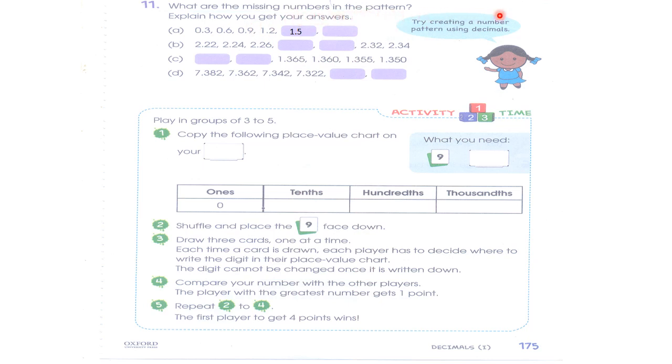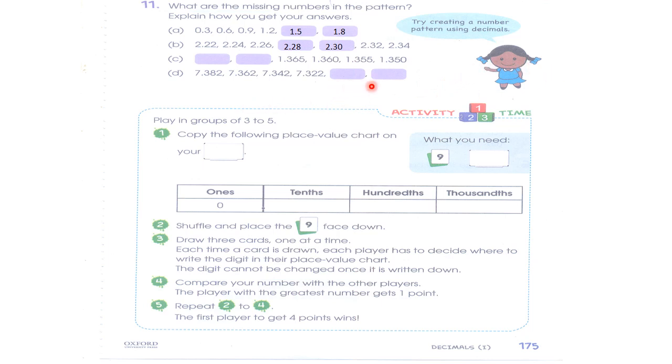Next, what are the missing numbers in the pattern? 0.3, 0.6, 0.9, 1.2, 1.5. You see, every time 0.3 is increasing, so we add 0.3 to get the next number, 1.5, and then 1.8. Then 2.22, 2.24, 2.26. That means 0.02 is increasing all the way. So 2.26 plus 0.02 will become 2.28, and then 2.30 and 2.32 and onwards.